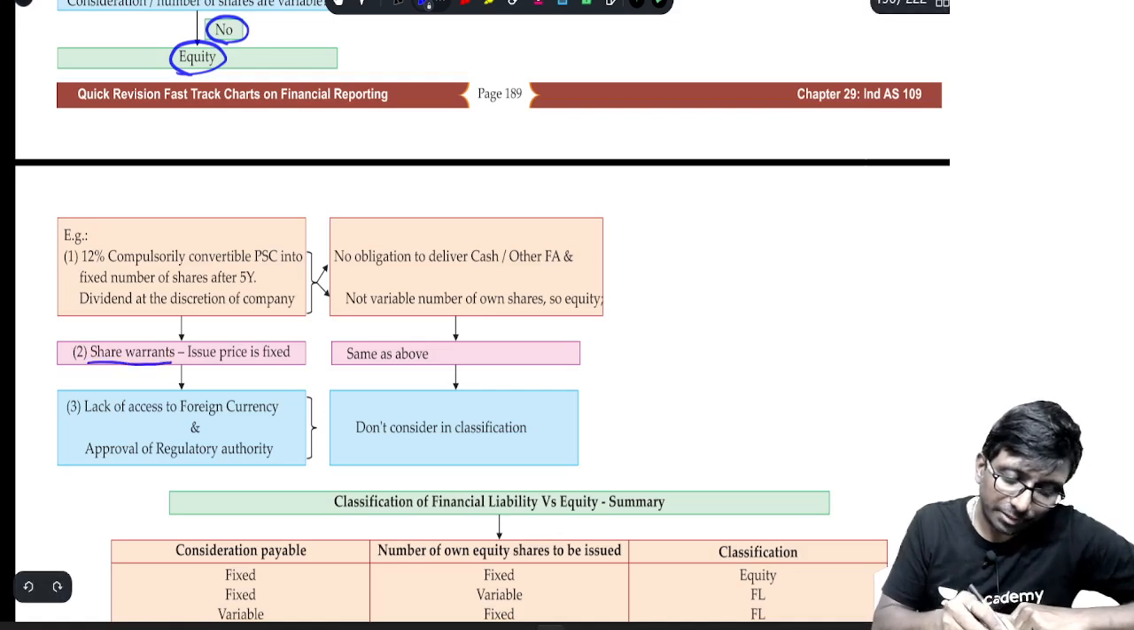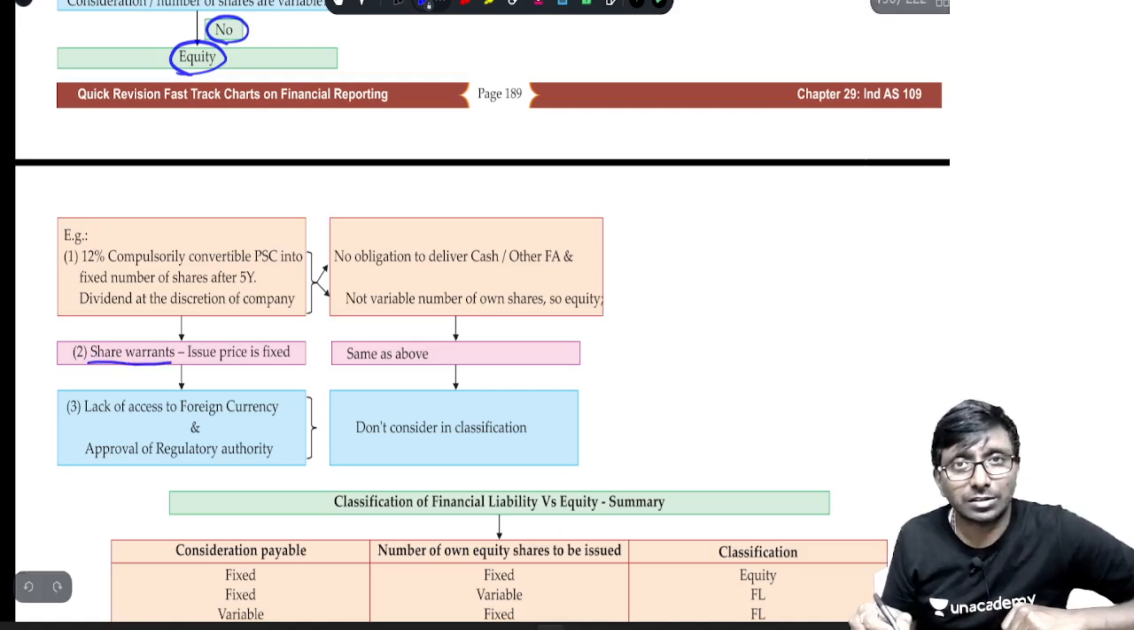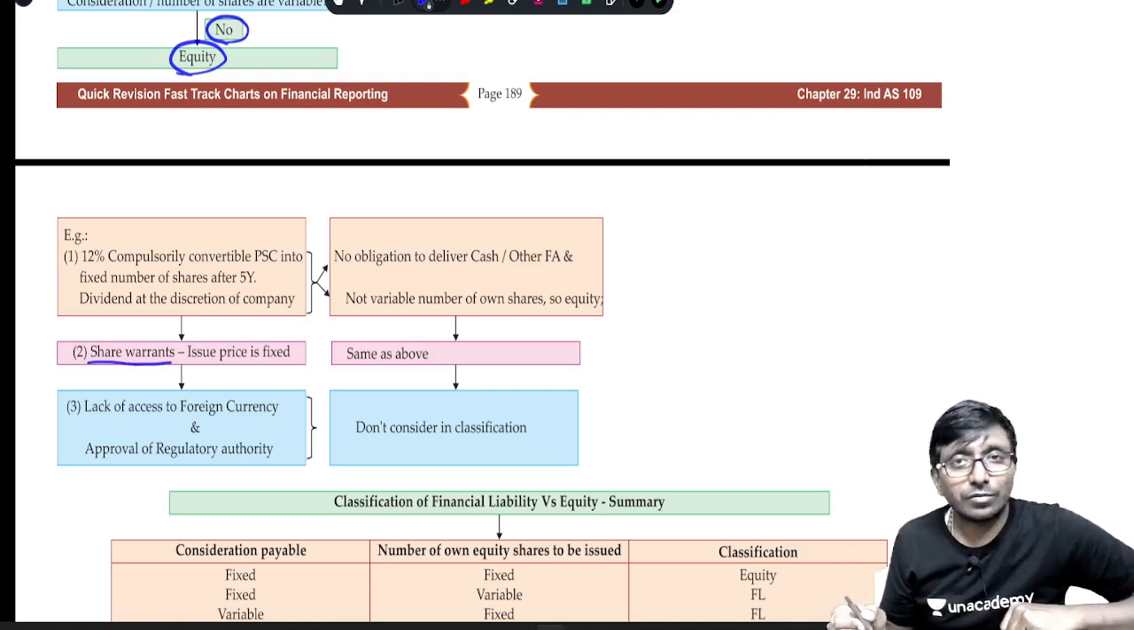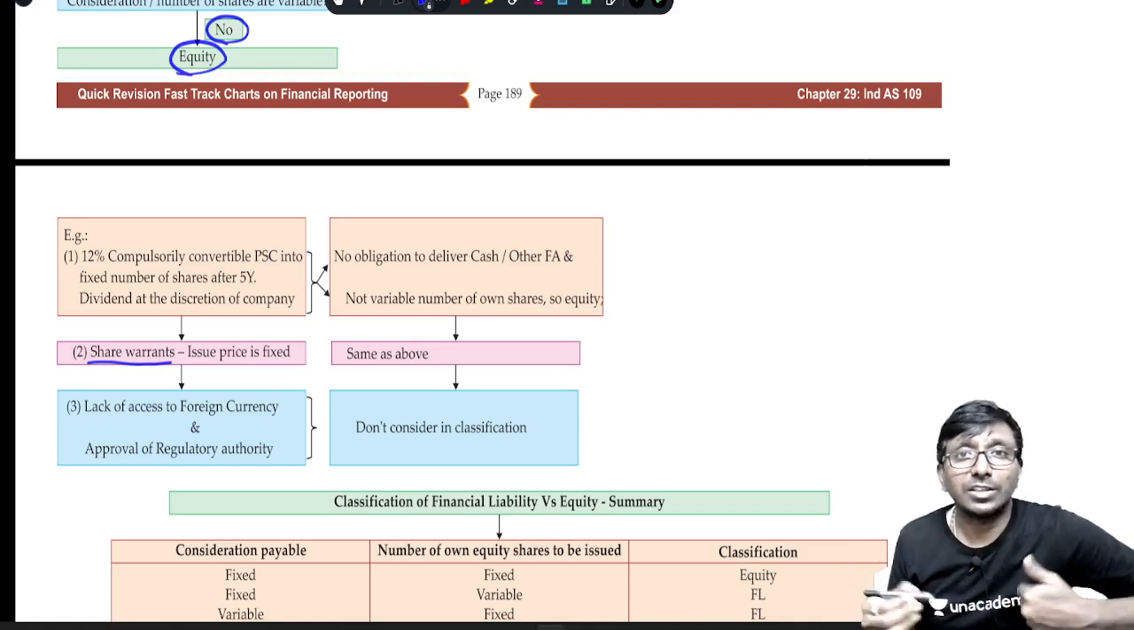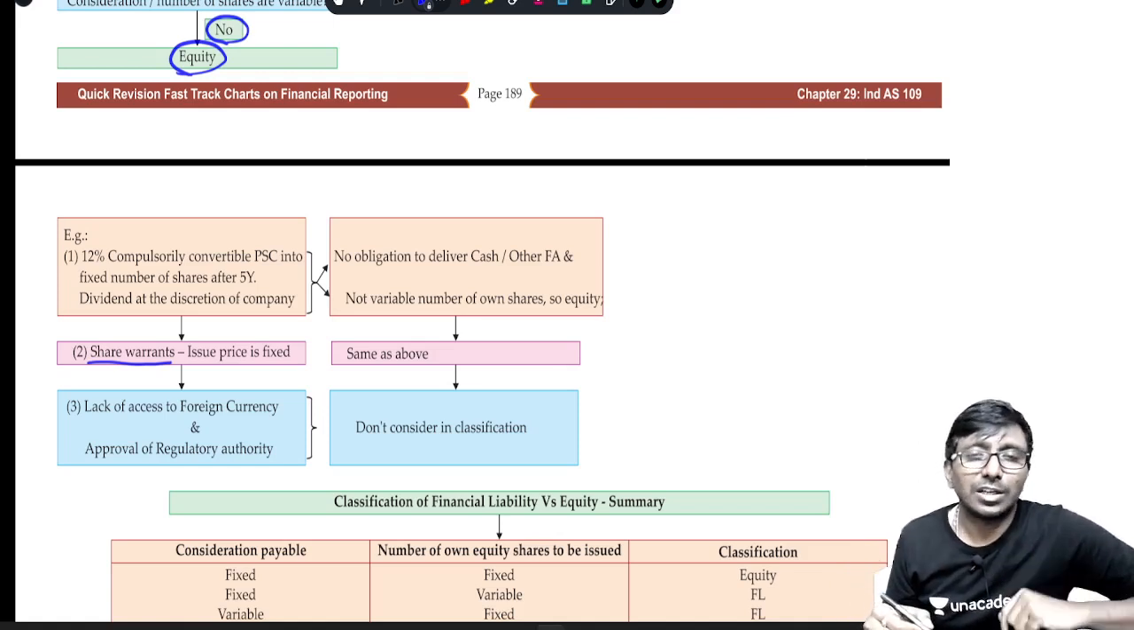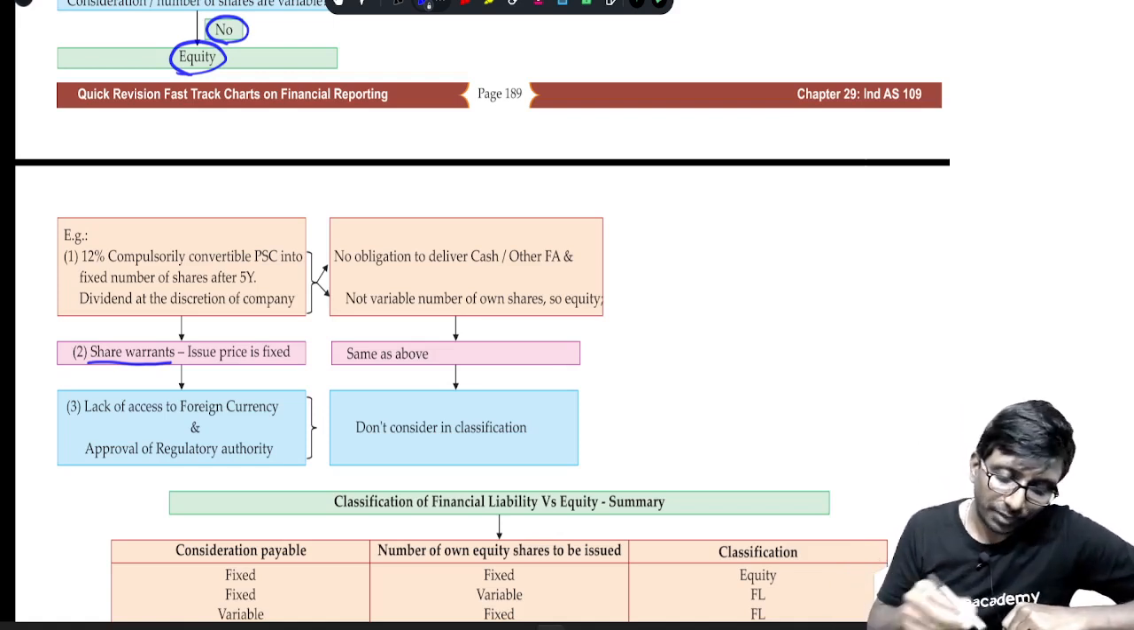There's the share warrant example. In a share warrant, the amount is very clearly fixed, and the number of shares we are going to give is also fixed. Then it is equity. It is not a financial liability. Correct? It is equity. It is not a financial liability.